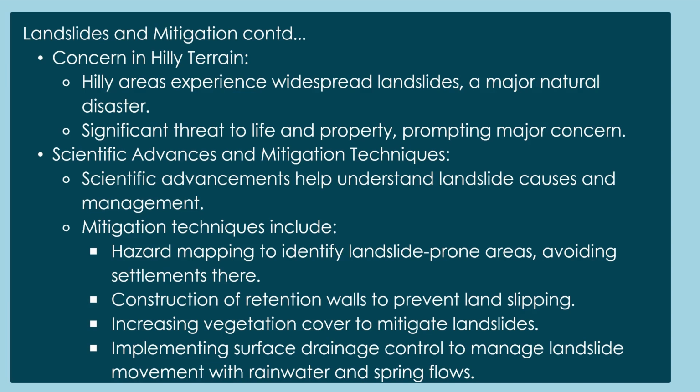Scientific advances and mitigation techniques. Scientific advancements help understand landslide cause and management. Mitigation techniques include hazard mapping to identify landslide-prone areas, avoiding settlements there. Construction of retention walls to prevent landslipping. Increasing vegetation cover to mitigate landslides. Implementing surface drainage control to manage landslide movement with rainwater and spring flows.